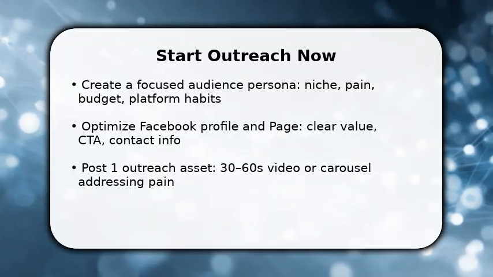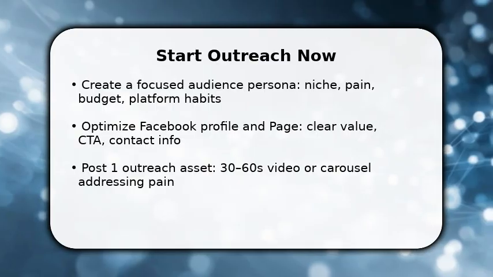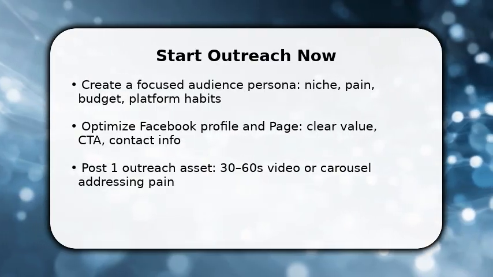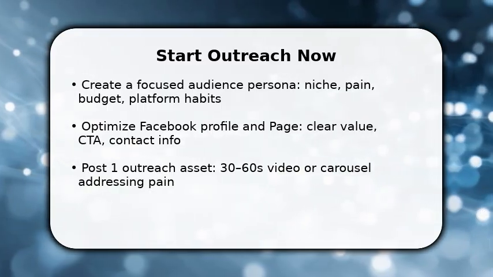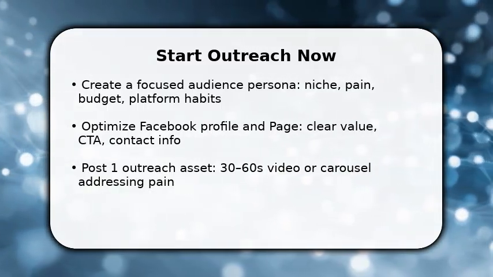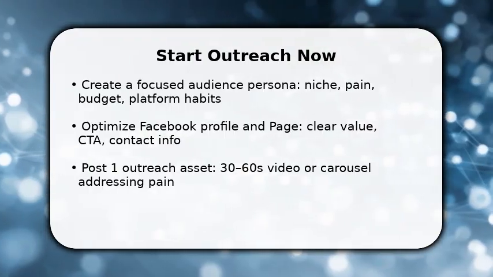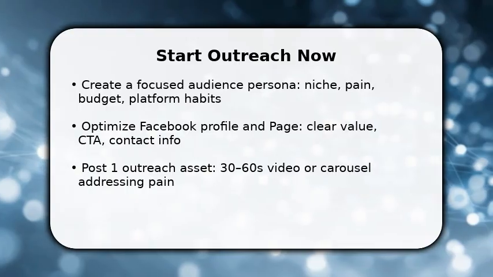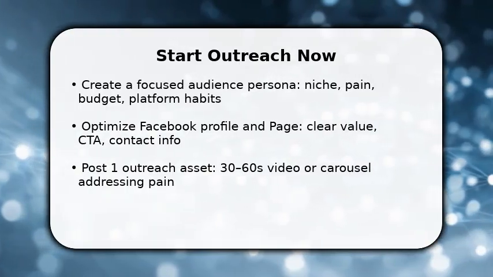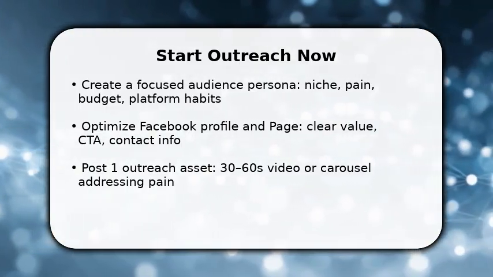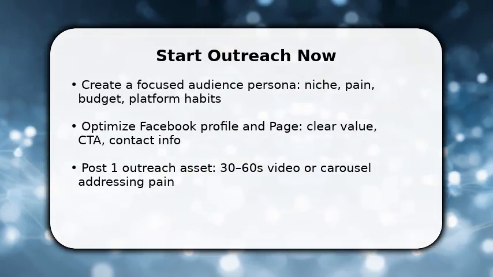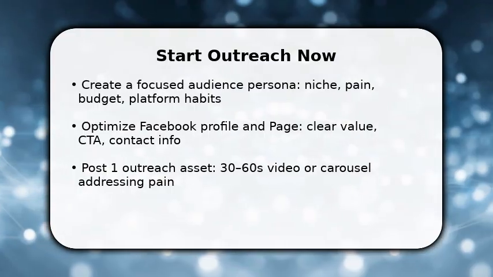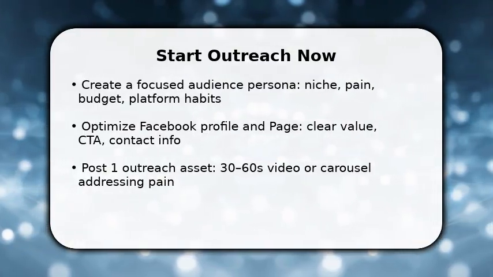You begin by narrowing who you serve and why. This makes outreach effective rather than scattershot. Once you have a persona, tighten your Facebook page and personal profile so visitors immediately understand your offer and how to contact you. Then publish a single outreach asset, a short video or carousel that demonstrates the pain and your solution. Make sure to pin it and add a direct CTA. These early moves put you in front of prospects and create the first touchpoint.